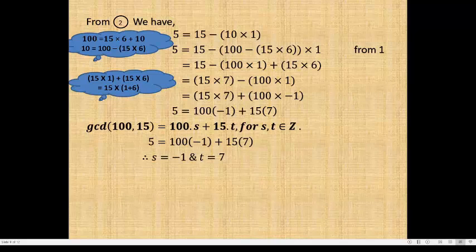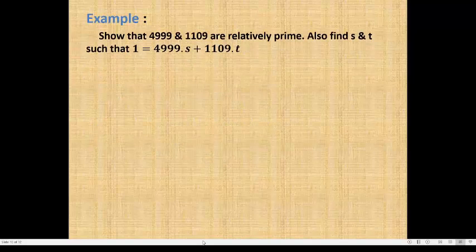Get it? Next example. Show that 4999 and 1109 are relatively prime. Also find S and T such that 1 equals 4999 into S plus 1109 into T. That means here we want to show that these two integers are relatively prime. Relatively prime means GCD is equal to 1.